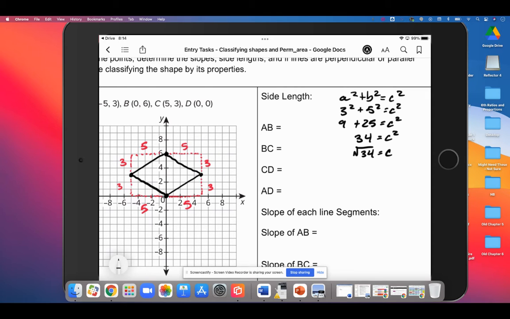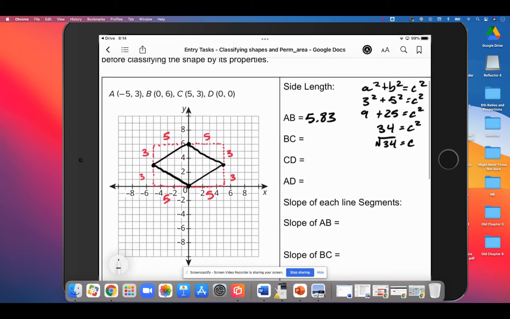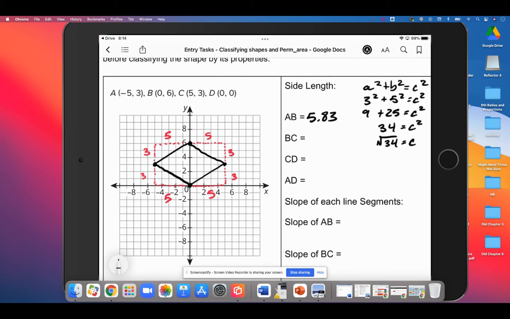And so on my calculator over here on the side, I'm going to run that really quick. And I get 5.83. Now again, each one of these sides is going to be the same length because the triangle that I was able to attach to the side has the same lengths of legs. So this is all 5.83.